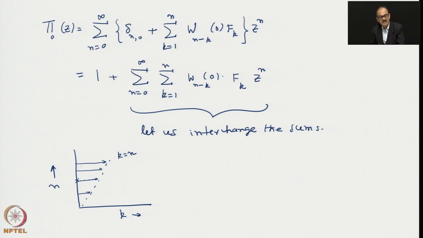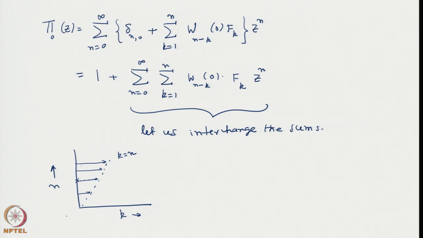Now, the same area, the upper half of this k equal to n line, can be covered by going vertically, in which case I fix a value of k and then vary n, which has to run from k to infinity. So we can also do it vertically, doing the n summing first while k stays outside. You hold the value of k and sum n from k to infinity. With this, we can rewrite the sum in the following form.